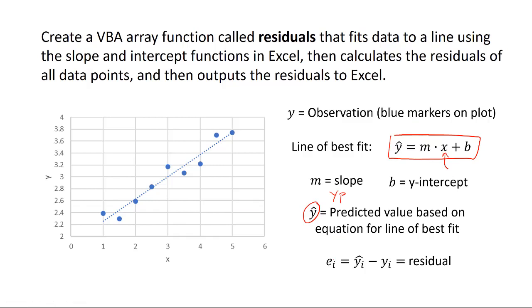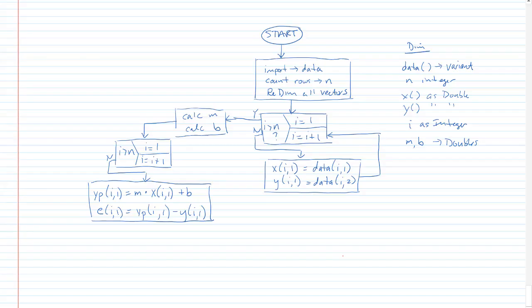The next step then is to create a vector of the residuals. We're going to define that as e, an e vector, and that's just the difference between yp and y. So we create e, e(i,1) equals yp(i,1) minus y(i,1). So we're going to get a total of n items. We're going to get n residuals. When we're done with that, the only thing we have to do is output it.